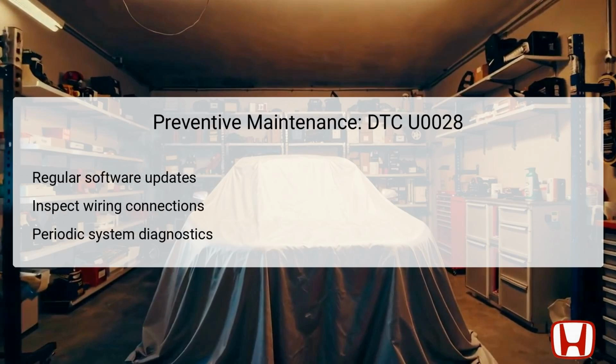Preventive maintenance plays a key role in avoiding future occurrences of DTC U0028 in Honda Civics. Keeping the ECM software updated ensures the vehicle's systems remain compatible with the latest fixes and enhancements from the manufacturer, reducing potential communication failures. Additionally, routinely inspecting wiring connections for wear, corrosion, or physical damage can significantly decrease the risk of issues arising from faulty connections.